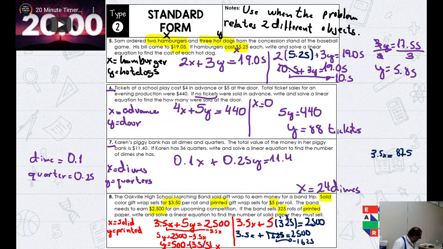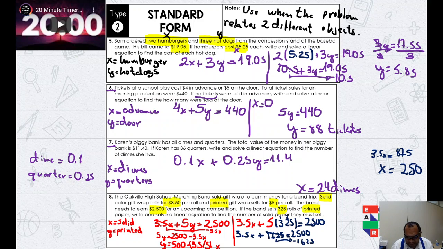Nice. Okay, I use my calculator over here to solve that last one. So we have enough time, use more of the time for the video. You can do it by yourselves, use the calculator. It is 875. How many times 3.5 goes into 875? 250. Your x equals 250. I need to sell 250 solid paper.